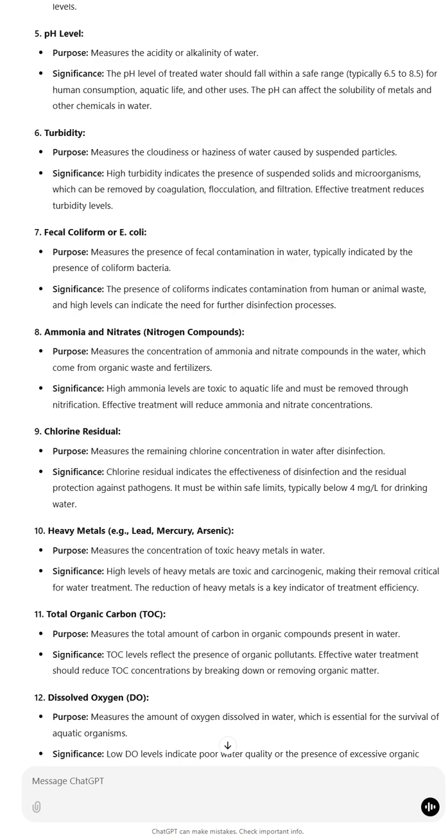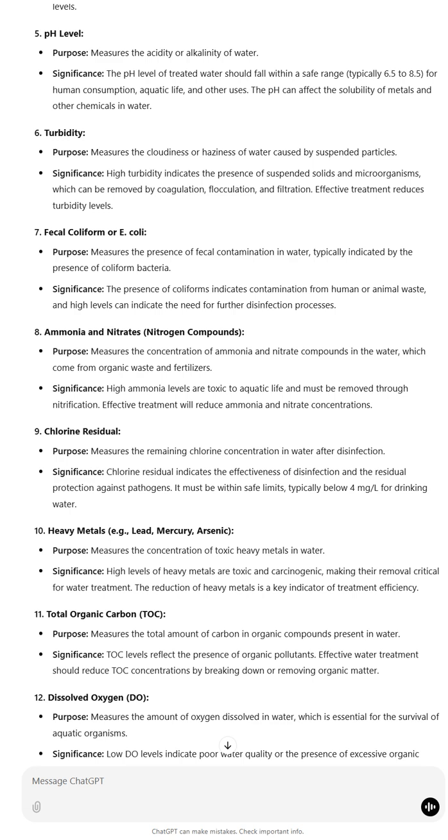6. Turbidity. Purpose: measures the cloudiness or haziness of water caused by suspended particles. Significance: high turbidity indicates the presence of suspended solids and microorganisms, which can be removed by coagulation, flocculation, and filtration. Effective treatment reduces turbidity levels.